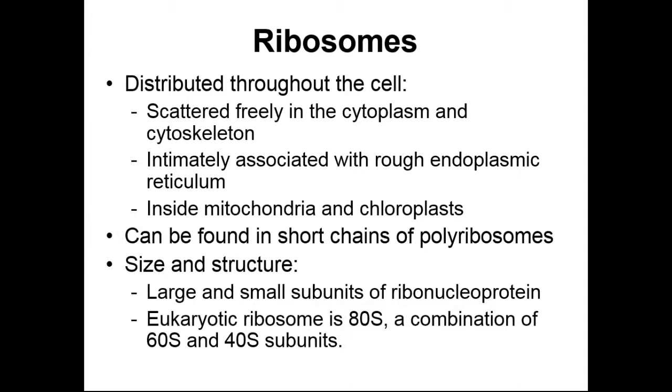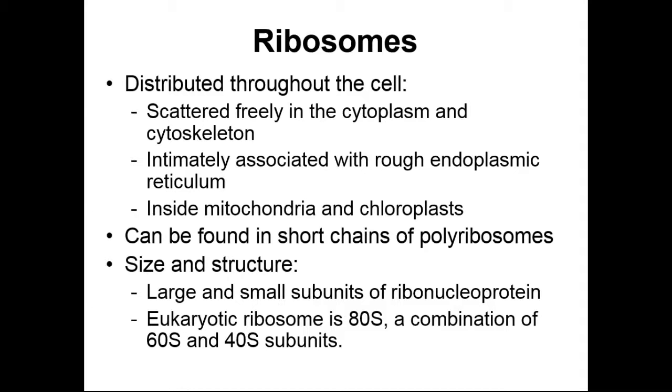The next organelle we're going to talk about is the smallest organelle. Every organelle I've talked about up to this point has been a membrane-bound organelle. The ribosome is different. It is not a membrane-bound organelle, and it's distributed fairly evenly throughout the eukaryotic cell.